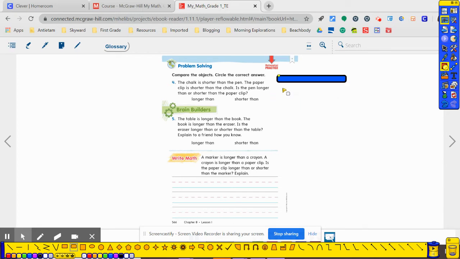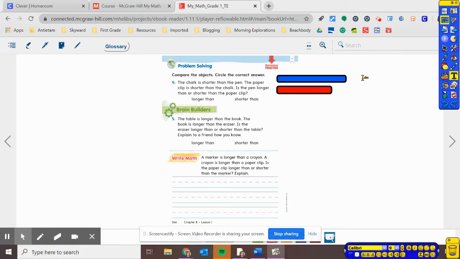I guess I made it blue. So there's my pen, and my chalk is shorter than that. So let's make my chalk red. Okay, so my chalk is shorter than my pen. Let me put some words next to it just so you can remember what we're looking at.